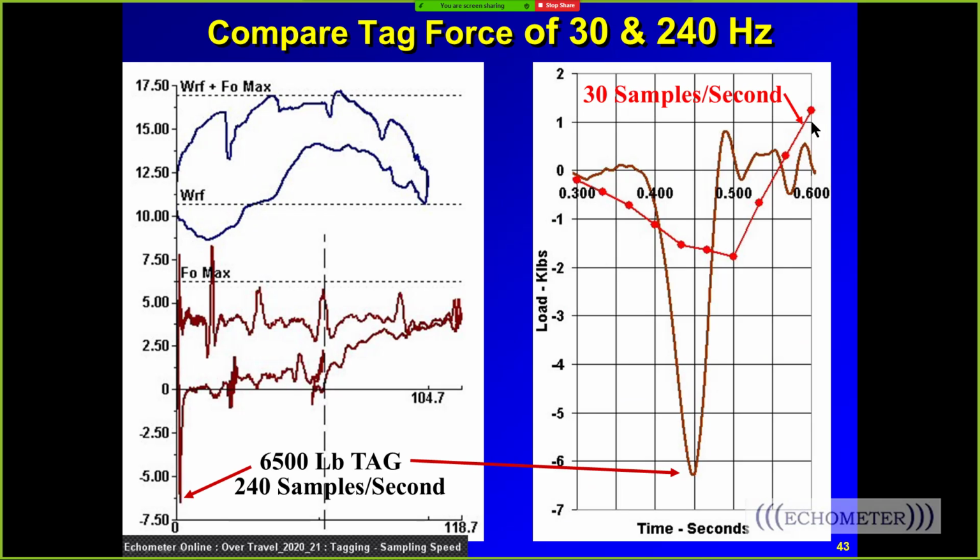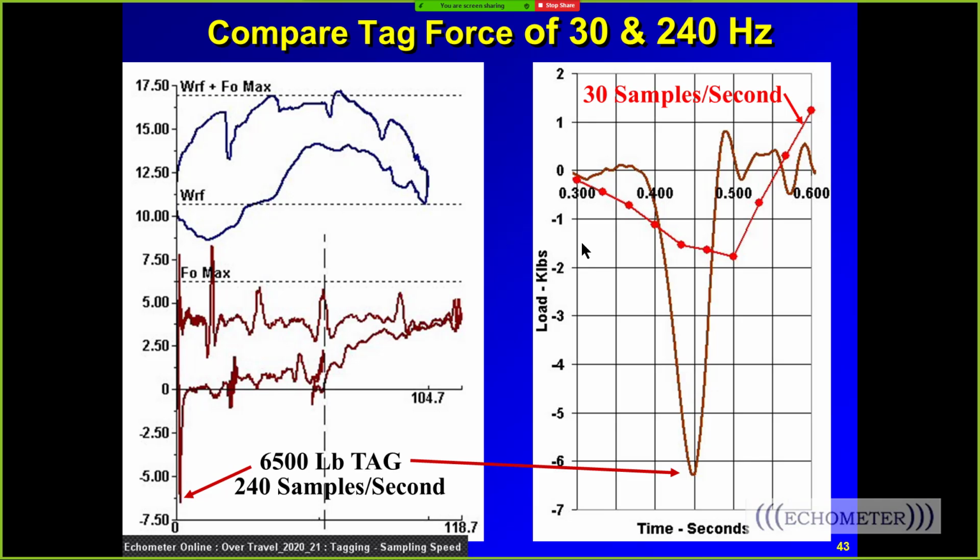Now, this shows the idea. Look, here's the points from sampling at 30 samples a second, and see how it kind of smooths this actual signal out. And so if you sample too slow, you smooth the signal out, you can't see it. And so we don't want to smooth it out. So here's the real tag, and there's the smoothed out tag because we sampled too slow. Now, why don't you sample fast all the time? Because the data files are huge and it makes the program run slow.